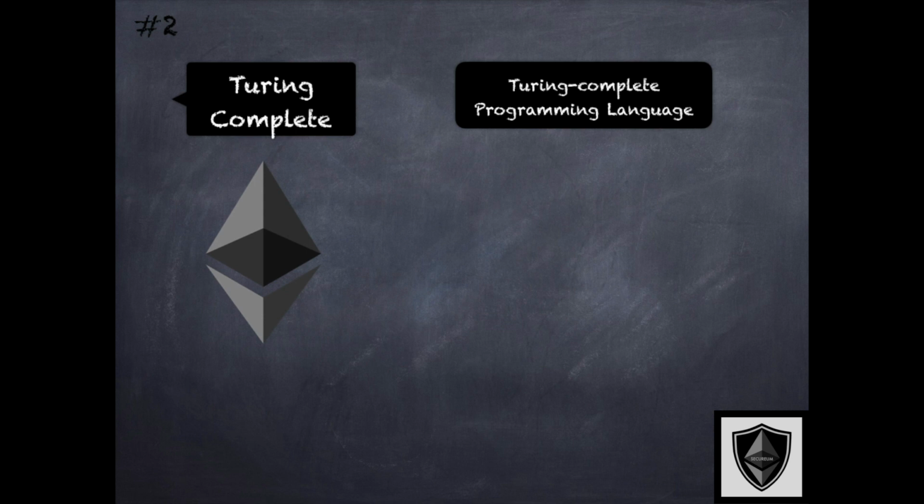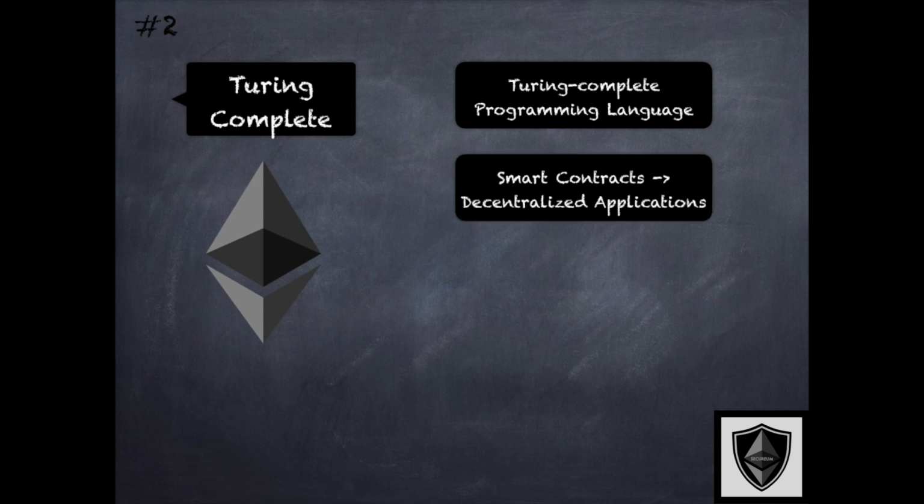And this is very powerful, and we'll see how this affects the design and security aspects. So smart contracts written on Ethereum are Turing complete because of this, and these smart contracts lend themselves to decentralized applications.